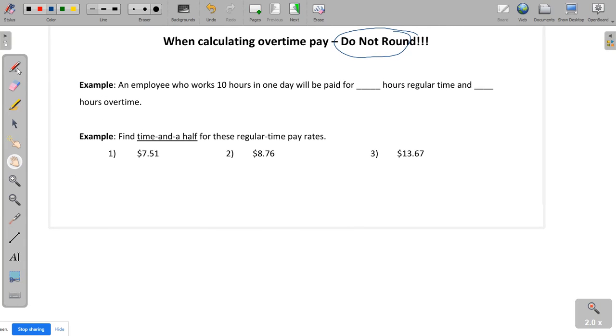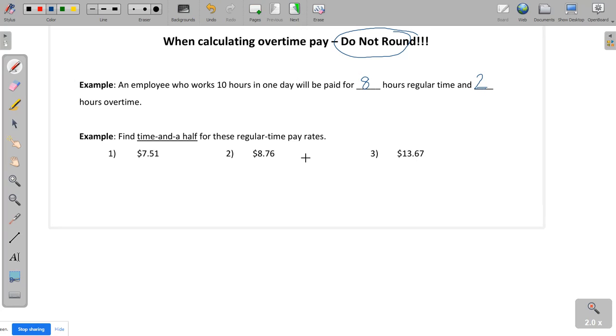So let's look at a couple examples. An employee who works 10 hours in one day will be paid for 8 hours of regular time. The other leftover time would be overtime, so it would be 2 additional hours that they would get overtime for.